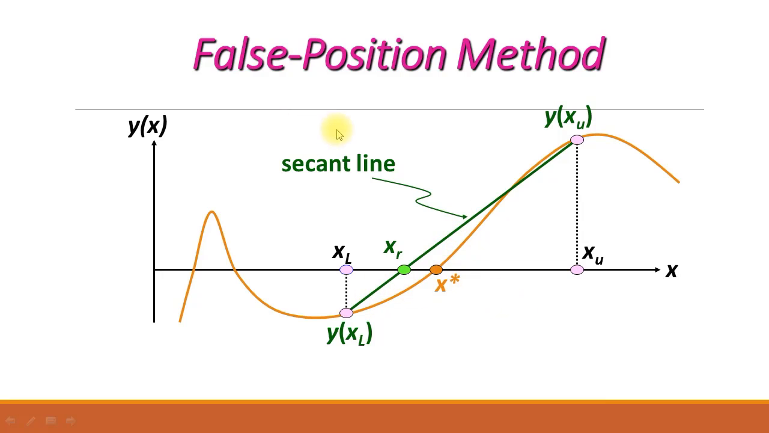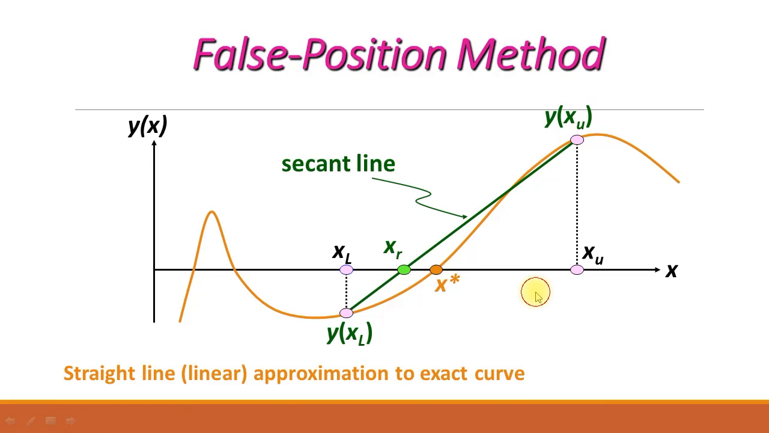So in the false position method, dear students, note that the two initial starting values lie on the opposite sides of the curve. This is the first initial value, and this is the second value which we are going to choose for the next third root. So dear students, this straight line approximates the curve.